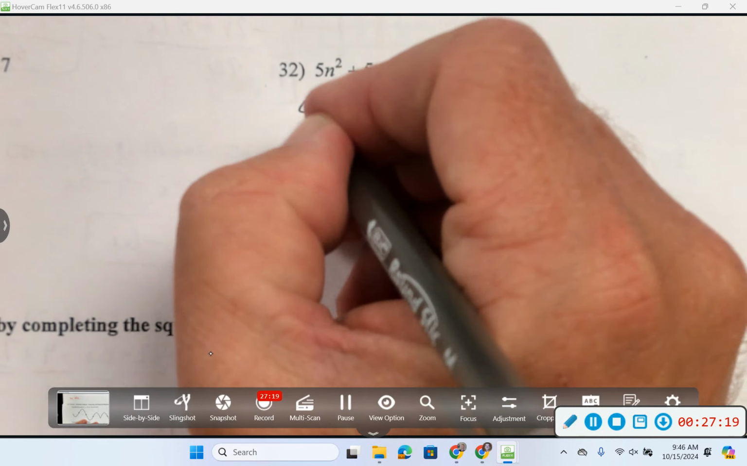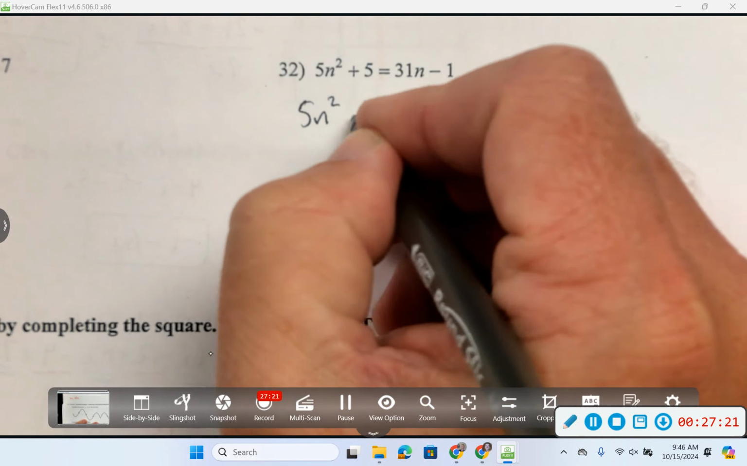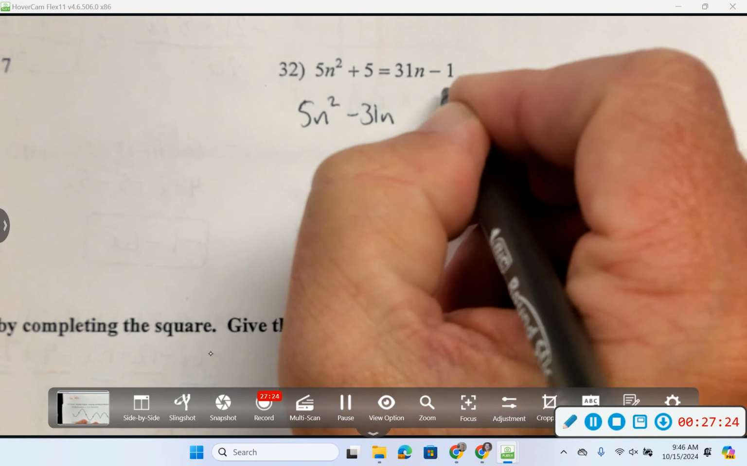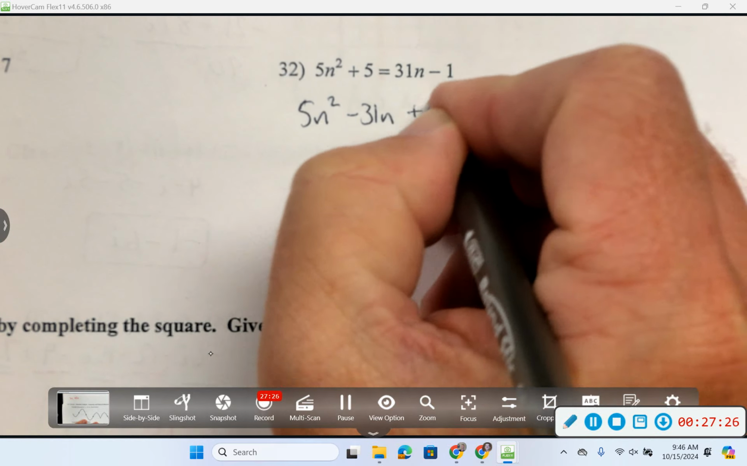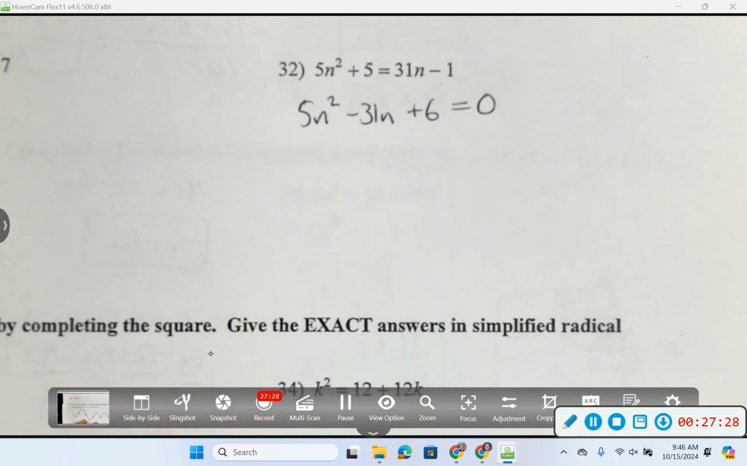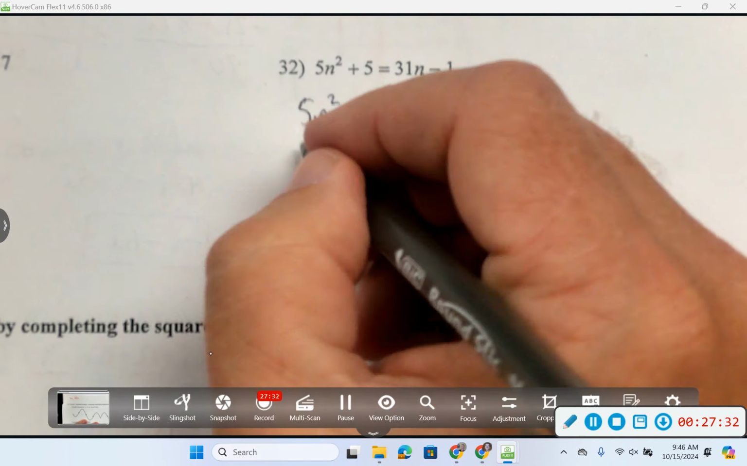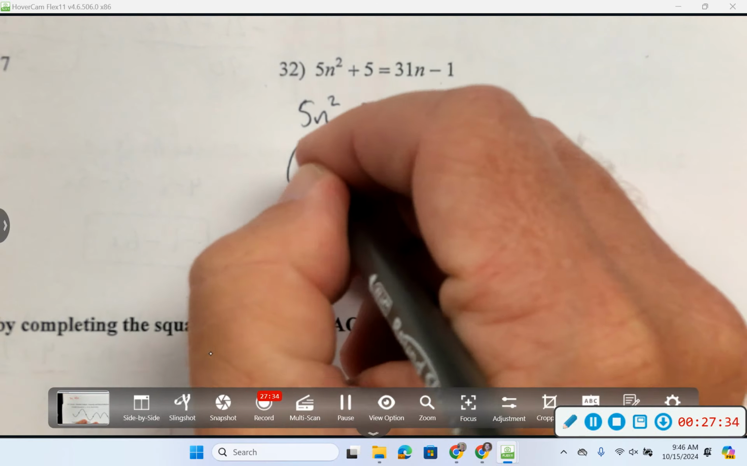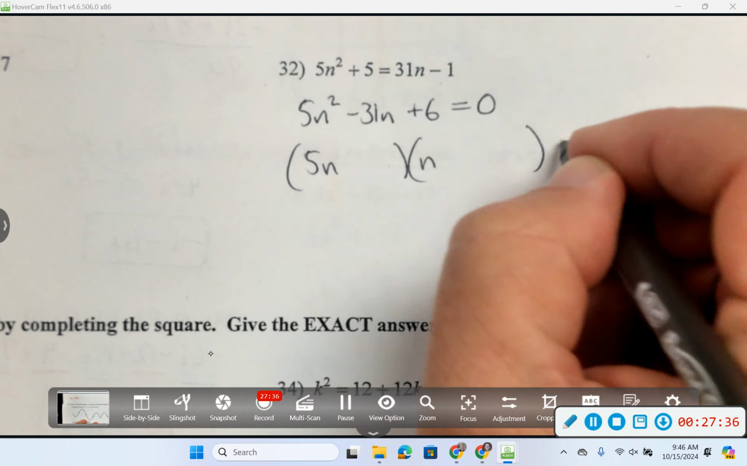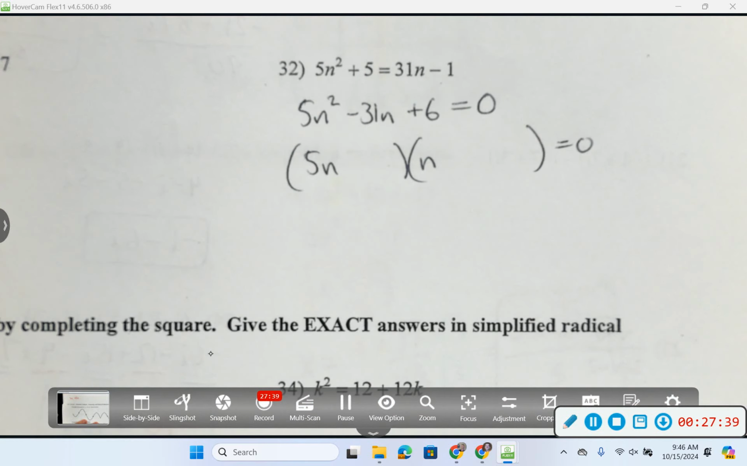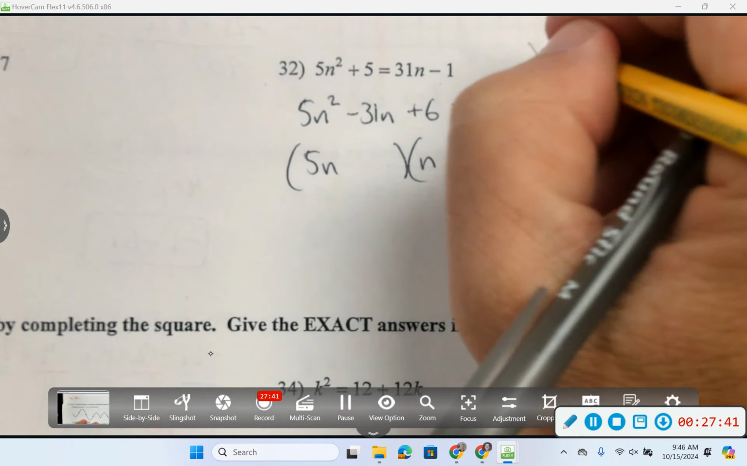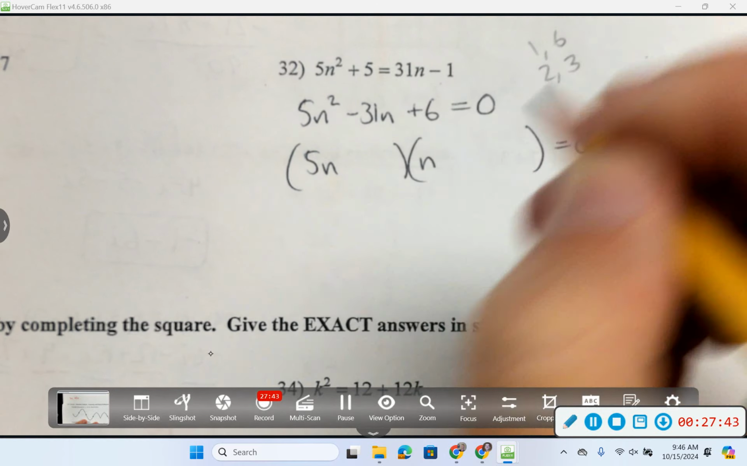32. 5n squared minus 31n plus 6 equals 0. Another one where I'm going to have to factor. Let's see, it's got to be 5n and n. But I've got options for 6: 1 and 6, 2 and 3.